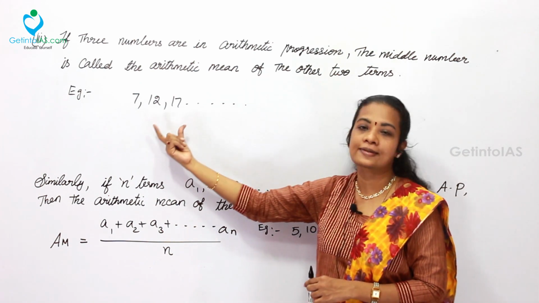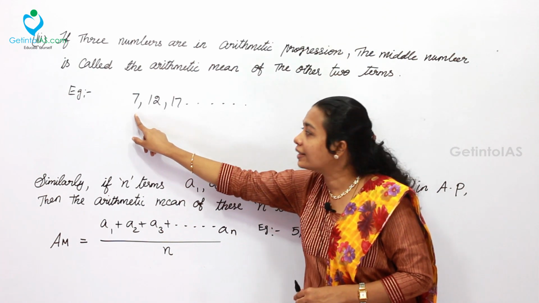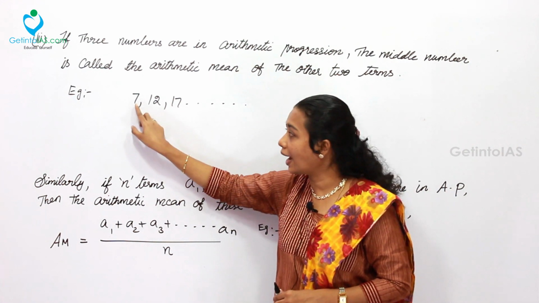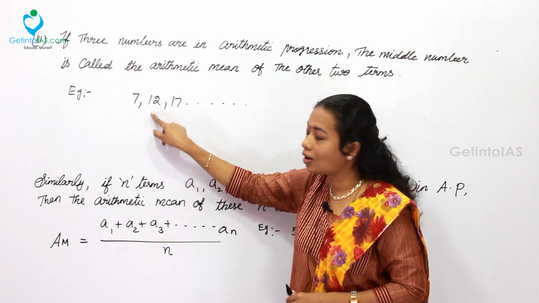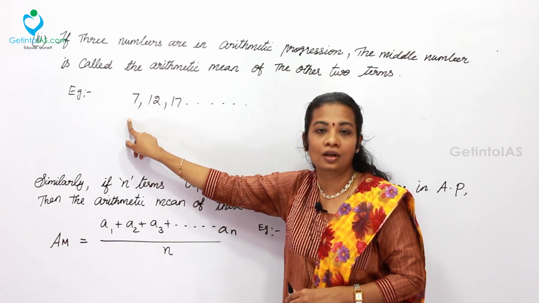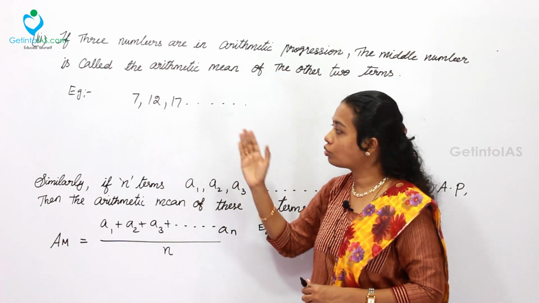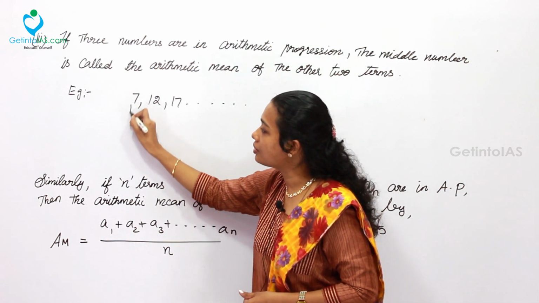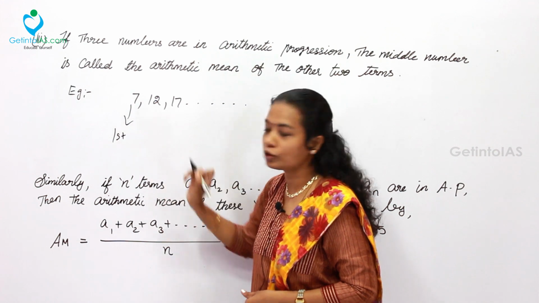For that I have taken the example with three numbers 7, 12 and 17. So what is the first term? A is 7. What is the common difference? 12 minus 7, which is simply 5. So here we can say that 7 is said to be the first term.